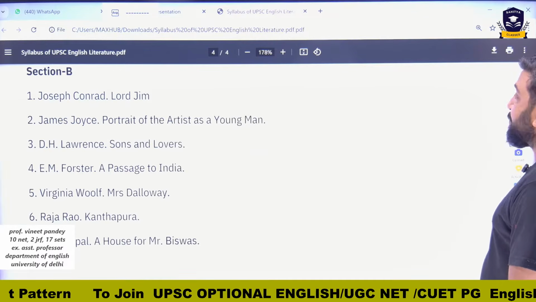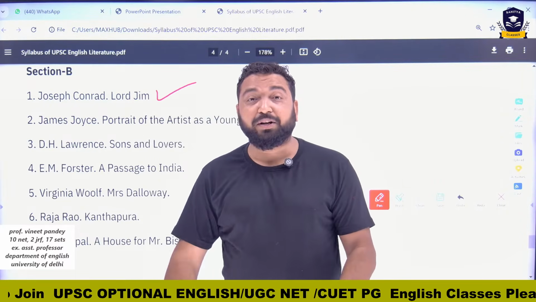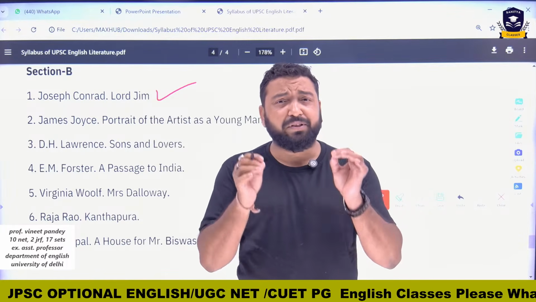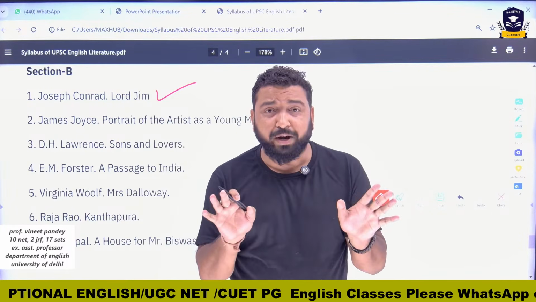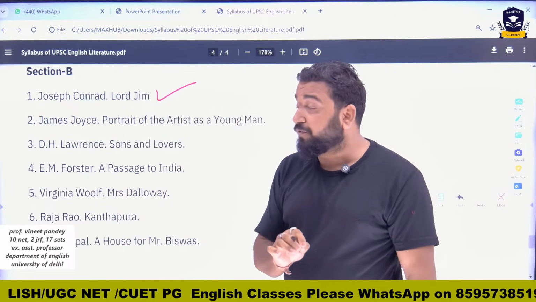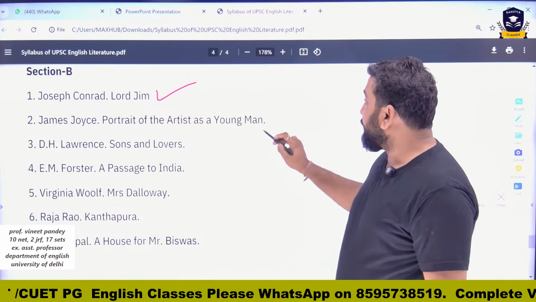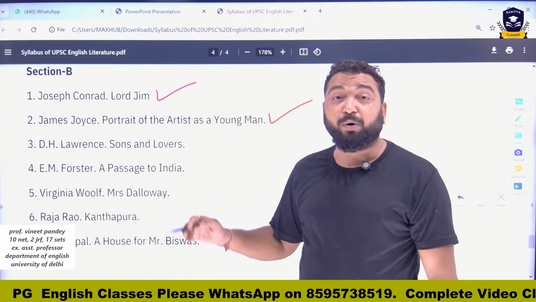And then this is my favorite portion. The Polish English writer writing about Lord Jim, dealing with the naval experience and a new kind of English. Joseph Conrad's greatest work. And when I teach you Joseph Conrad, we will teach some other works like Heart of Darkness. James Joyce, one of the toughest modern works, very important.